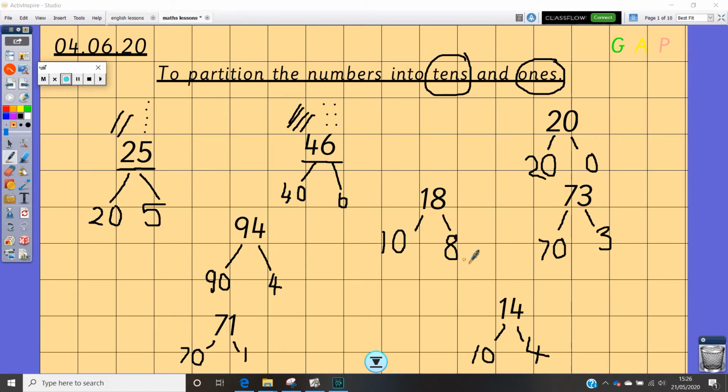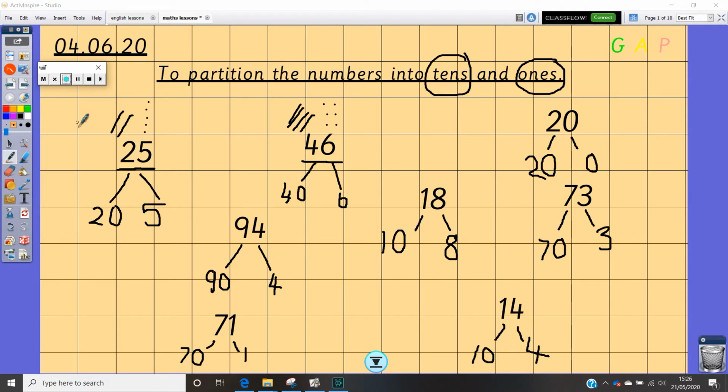I thought this one might throw you, but I think everybody has done a really good job. So it's 1 ten, which is 10, and 8 ones, which is just 8. Then 20, again, this is a different number because there's no numbers in the unit column at all. So we've got 2 tens, which is 20, and 0 ones. Here with 73, we've got 7 tens, which is 70, and 3 units. And finally, 14, we've got 1 ten and 4 units.